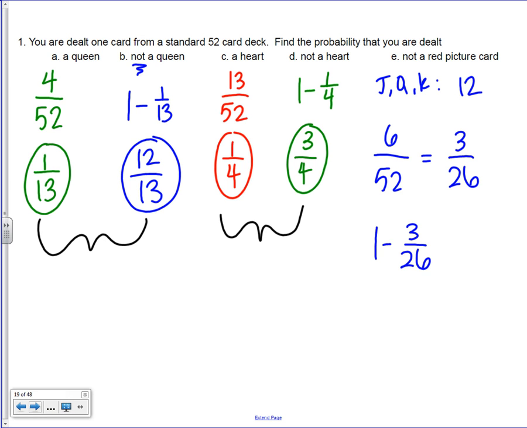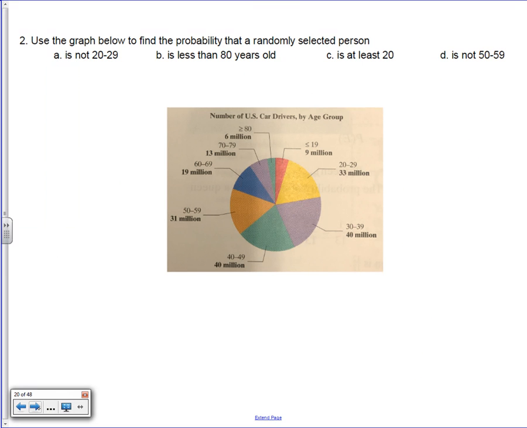So 1 minus will give me a final probability of 23 out of 26. All right, let's look at a circle graph, a pie chart now. Use the graph below to find the probability that a randomly selected person is not 20 to 29. Well, if I can find my 20 to 29, I can subtract that from 1. Well, there's 33 million in 20 to 29.